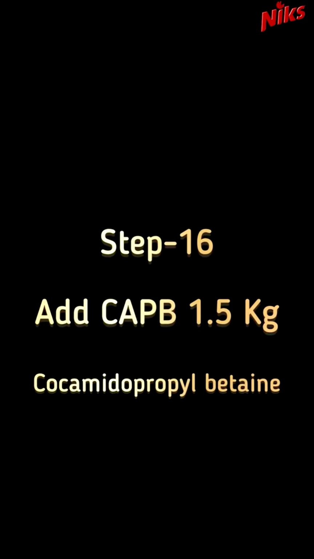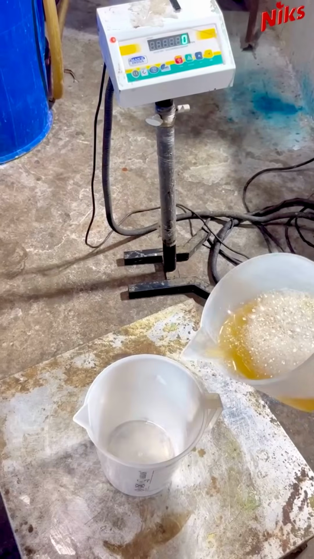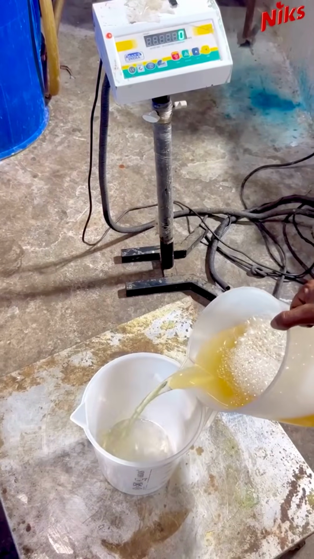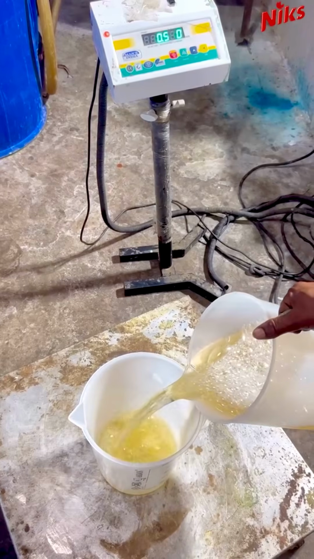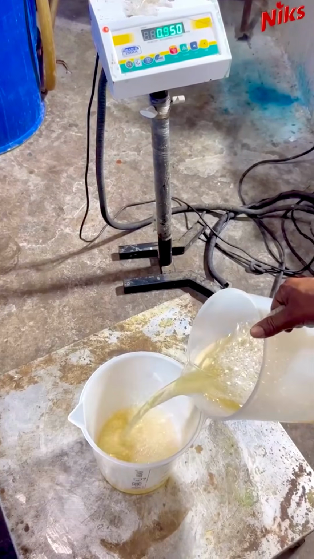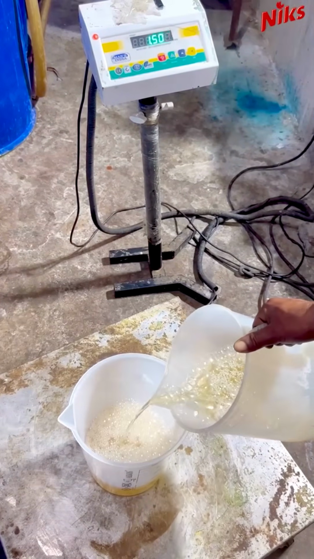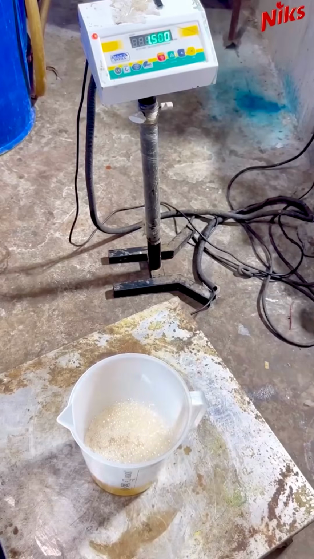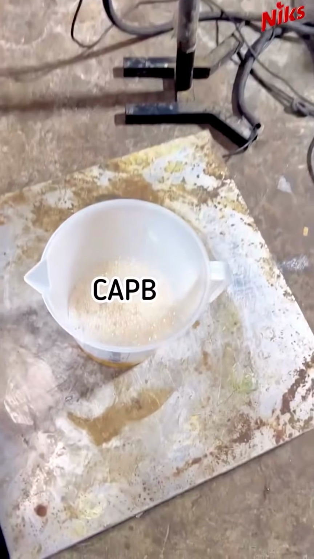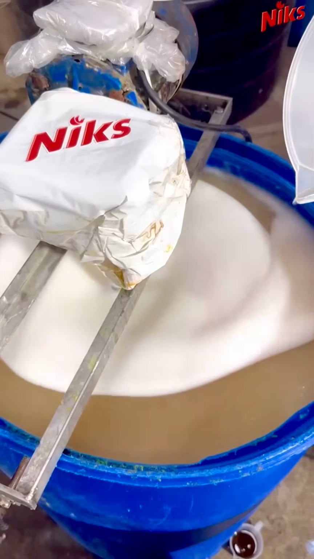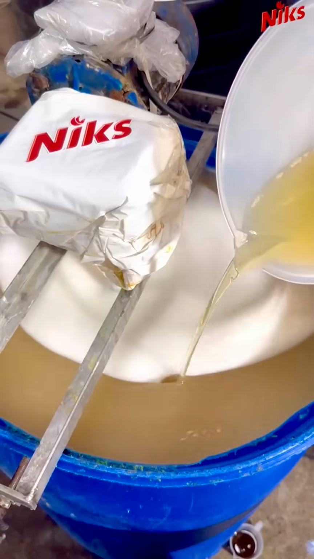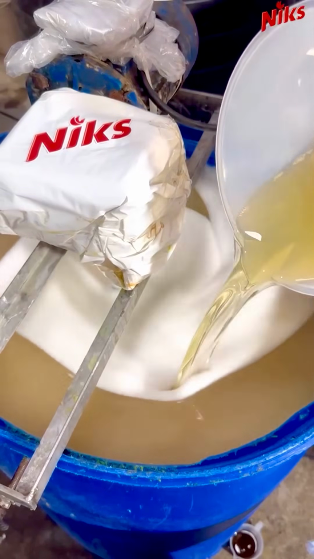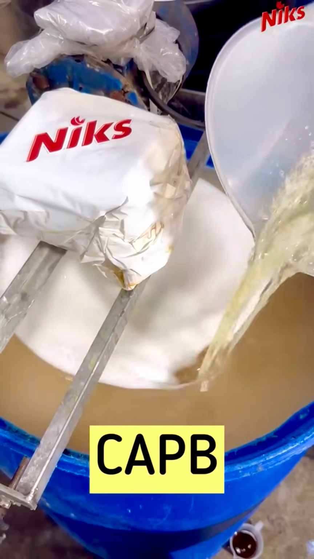Now it's time to add CAPB. CAPB is cocamidopropyl betaine. It is a cosmetic product. You can use it in any cosmetic product or a detergent product. It is basically a foam booster. It also helps to thicken our liquid. We have taken 1.5 kilograms CAPB.